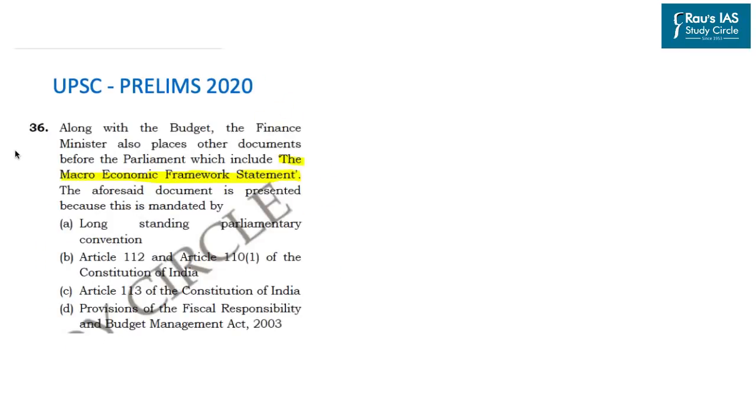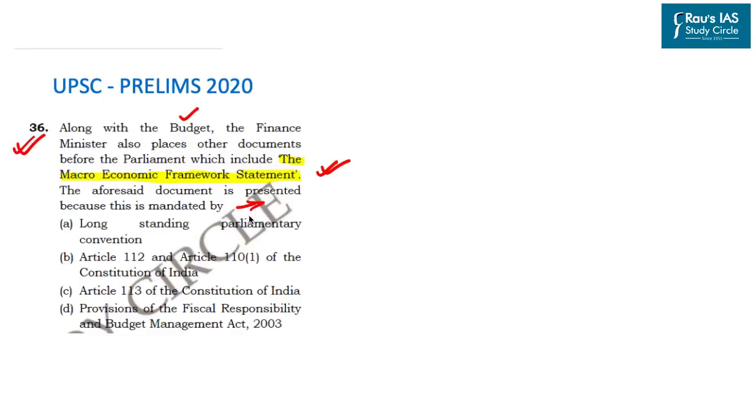Now let's take up question number 36 asked with respect to the macroeconomic framework statement. Now this question can be said to be fairly easy if you are aware not only of the constitutional principles but also of the documents which are laid in the parliament by the finance minister during the presentation of the budget. Now the question said that along with the budget, the finance minister also places other documents before the parliament which include the macroeconomic framework statement. Now, this aforesaid document, that is the macroeconomic framework statement, is presented because this is mandated by.